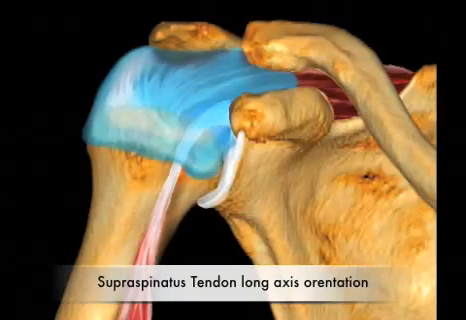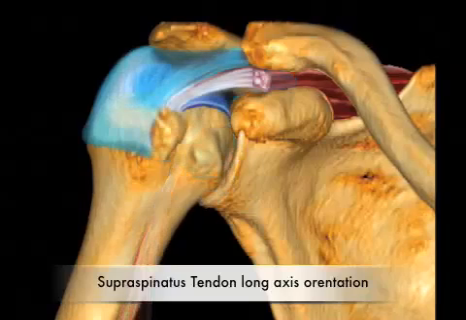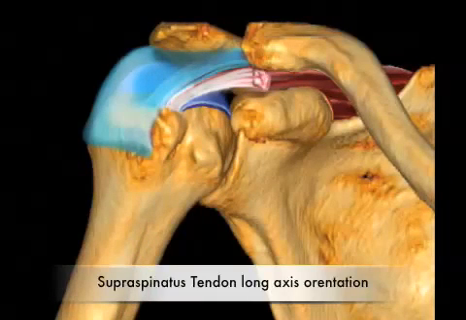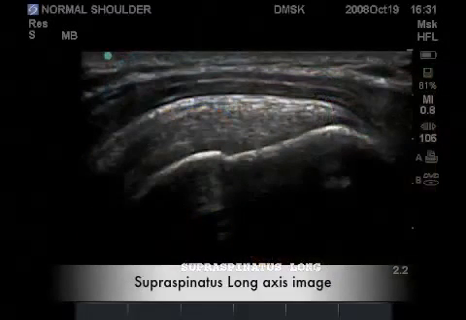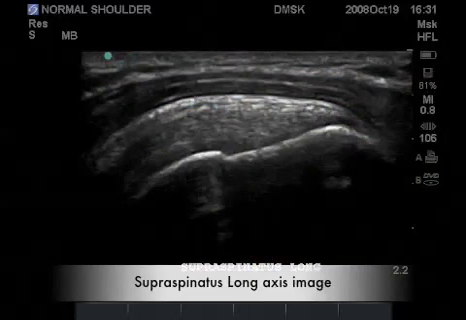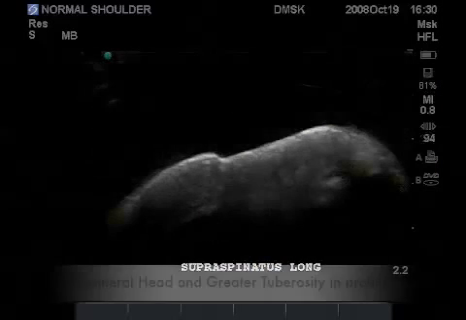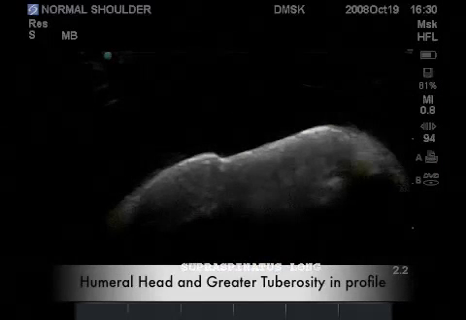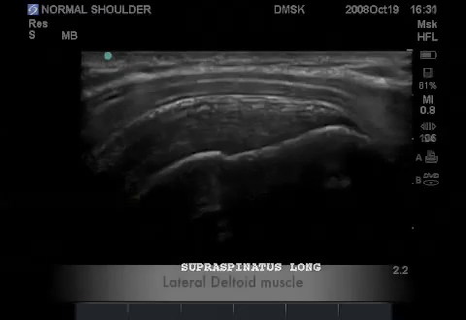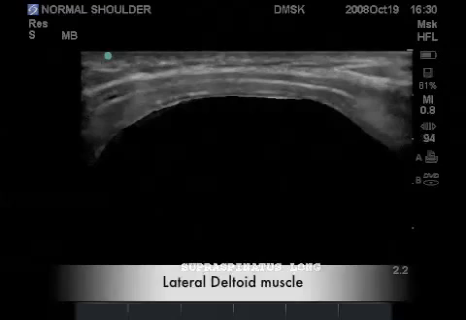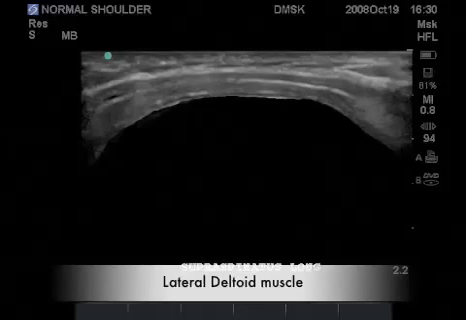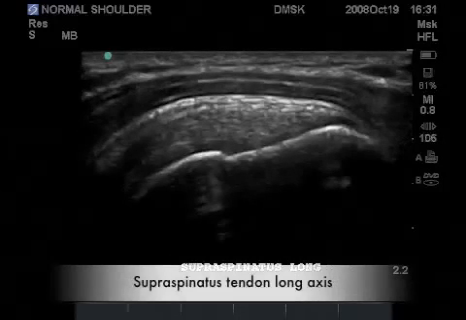We now turn the probe from a transverse slice of the tendon to a longitudinal slice of the tendon. This would be similar or comparative to a coronal slice on an MRI. Here is the representative long axis image of the supraspinatus tendon. Here we have the humeral head and greater tuberosity in profile, similar to a lateral radiograph or coronal MRI. Here we have the lateral deltoid muscle, which is also in long axis relative to the supraspinatus.